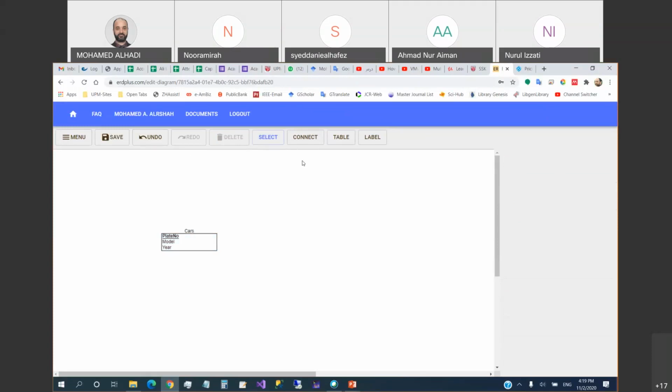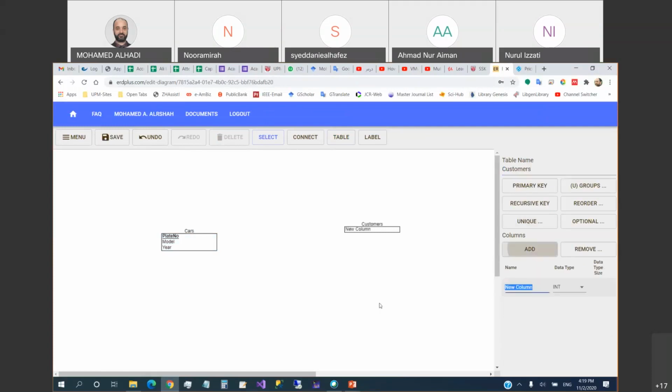Also, we need to create another table called customers. Customers must be plural. We need to add here driving license number. License number could be numbers or could be varchar. I'm not sure, so let us make it varchar, maybe 20. Then we have one more thing called address, which is varchar. It could be 200 characters or even more.